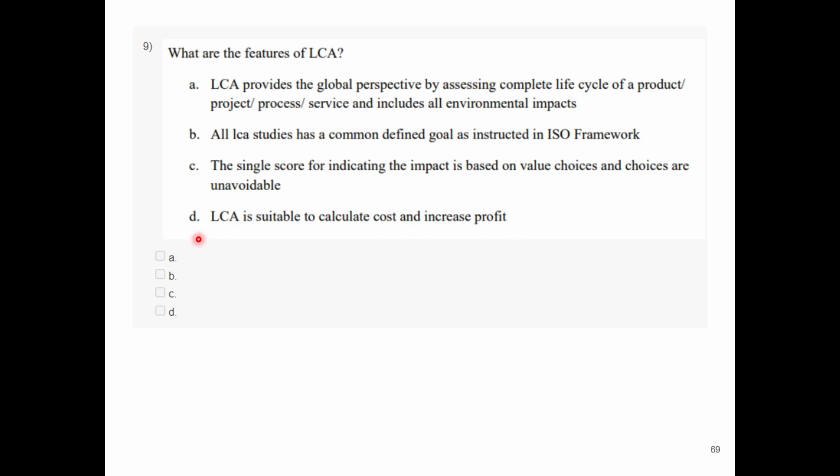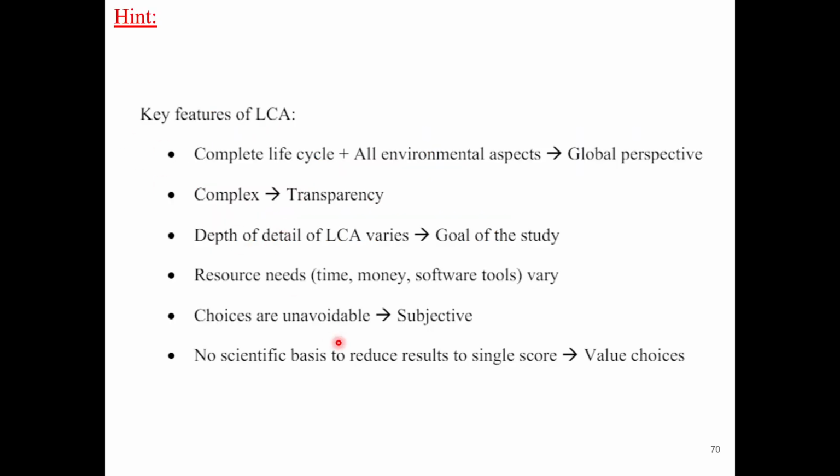So C is correct. And D, LCA is suitable to calculate cost and increase profit. So that is wrong. It is only environmental impact assessment. For socio-economic and financial assessment, there are some other tools. So this is incorrect. So A and C are the correct options. So that has been written here.